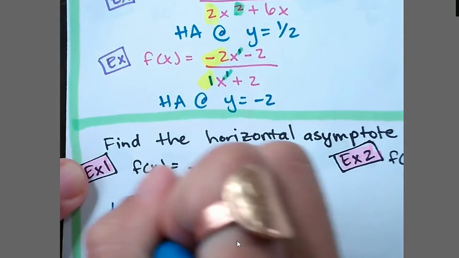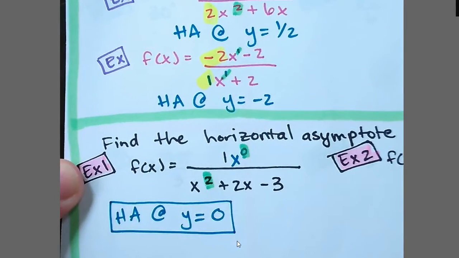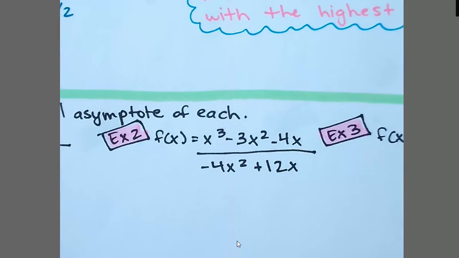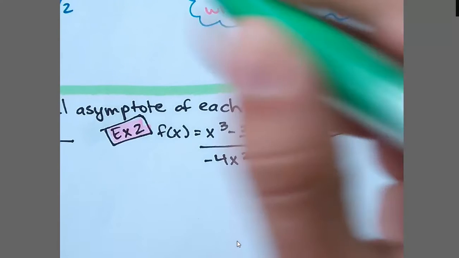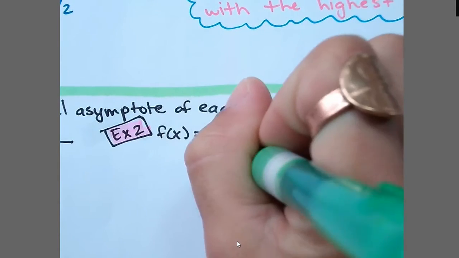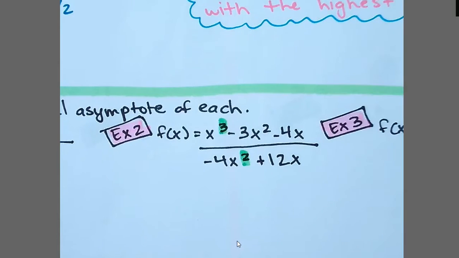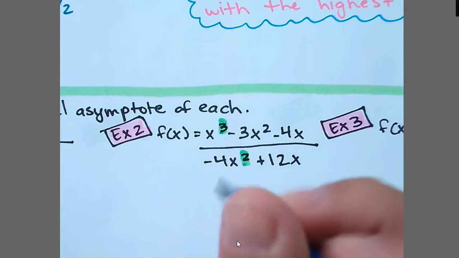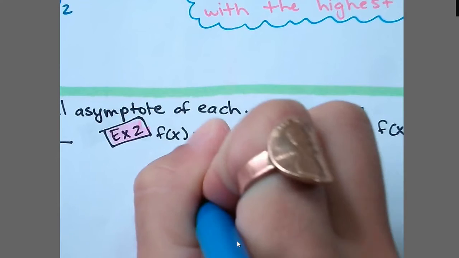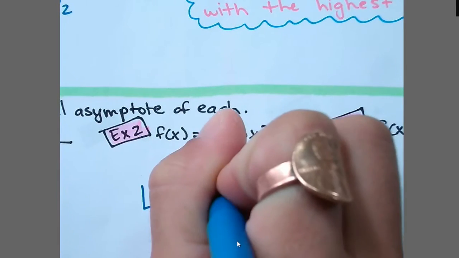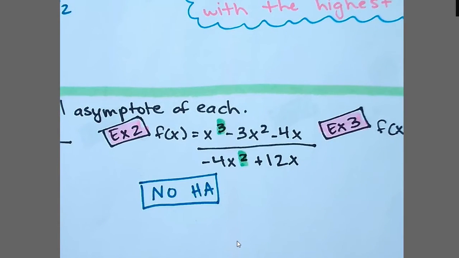So that's our first one. For the second one, the degree of the numerator is 3. The degree of the denominator is 2. Since the numerator is greater than the denominator, that's going to be case number 2, which is no horizontal asymptote. And I usually just abbreviate it as HA.